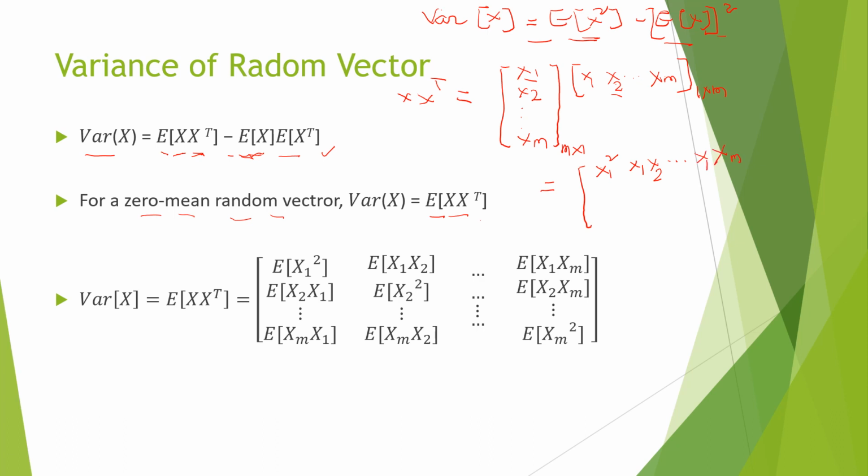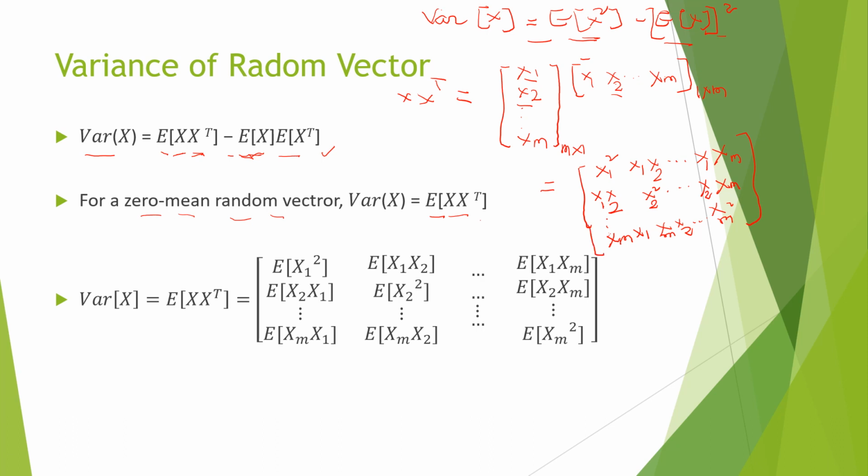Similarly, the second row would be x2 into x1, x2 square, and so on up to x2 xm. The last row would be xm x1, xm x2, up to xm square. So this is the product.